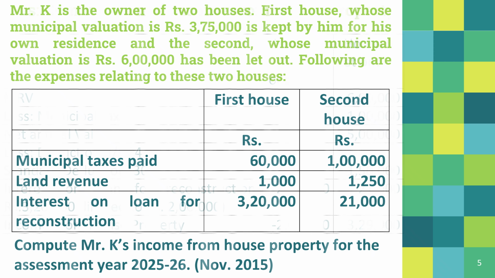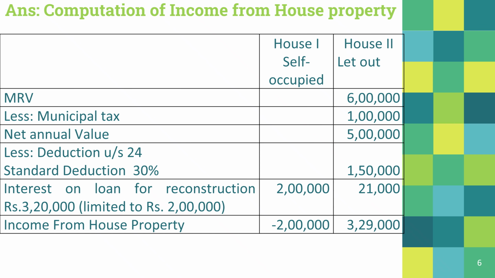Now, going on to the solution for this question. House 1, which is self-occupied, the annual value is nil, and the only deduction that we give for a self-occupied house is interest on loan for reconstruction. So here, the interest on loan is restricted to 2 lakh, though his actual interest on loan is 3 lakh 20. It is limited to 2 lakh. So hence there is a loss from house property for the self-occupied house, house 1.